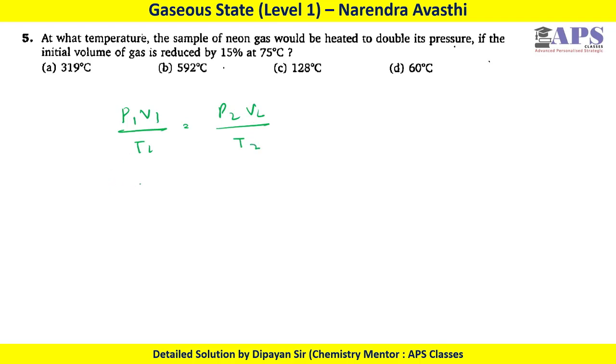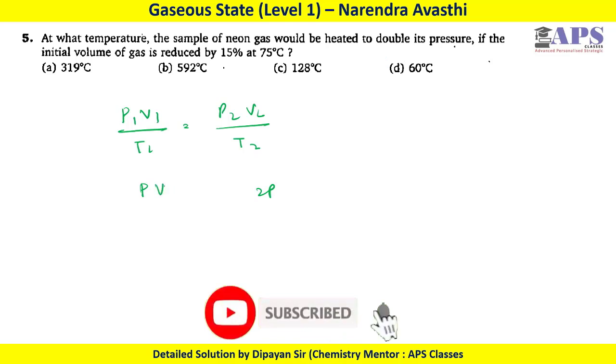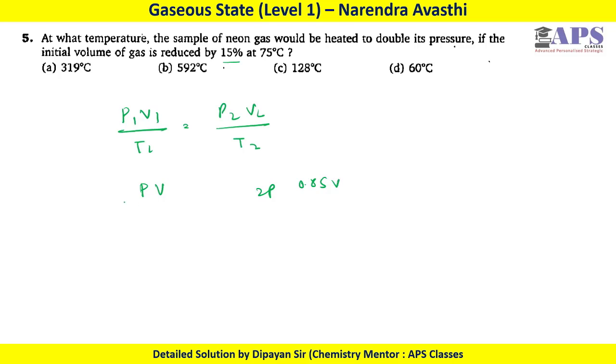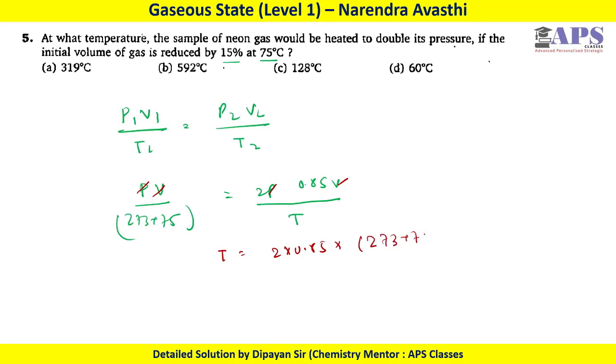Okay, so now we can write that pressure initial is P, finally double pressure 2P; initial volume can be written as V, and final 15% reduced, so 0.85 V. Initial temperature is 75 degrees centigrade, that is 273 plus 75, and final temperature we have to calculate. Okay, so now we can cancel V, we can cancel P. Okay, so T is nothing but 2 into 0.85 multiplied by 273 plus 75.